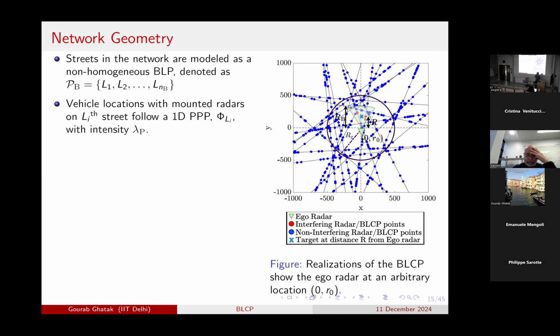You have a radar at each vehicle. So will there not be more probability of ghost targets? I'll come to this point. This is an important point. We'll discuss this a bit.